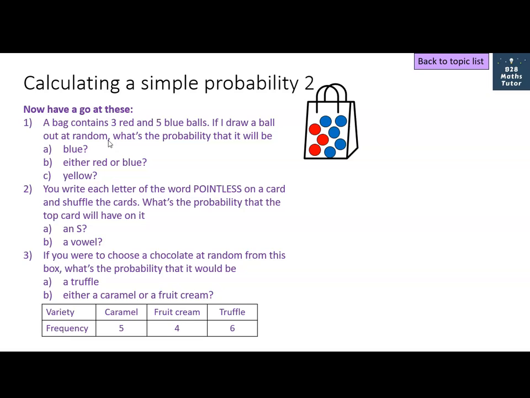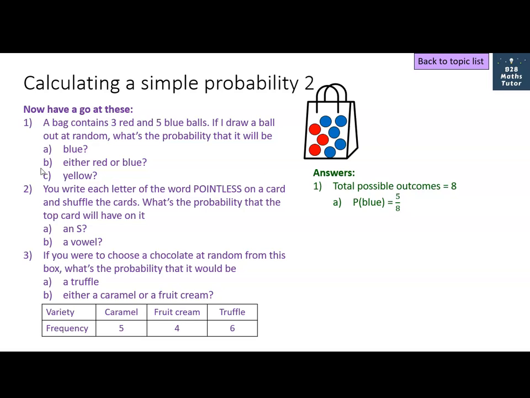Okay, number 1 then. If we've got 3 red and 5 blue balls, then we've got 8 balls in total, and you're equally likely to pick any one of those. So the total number of possible outcomes is 8. For A, 5 of the possible outcomes are blue, so the probability of getting a blue ball is 5 out of the 8 possible outcomes, or 5/8.